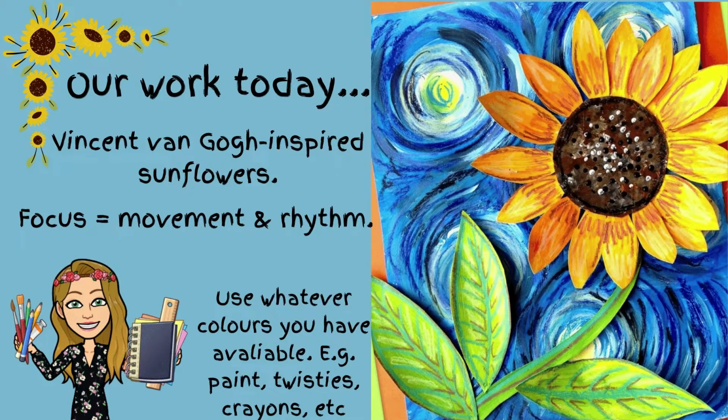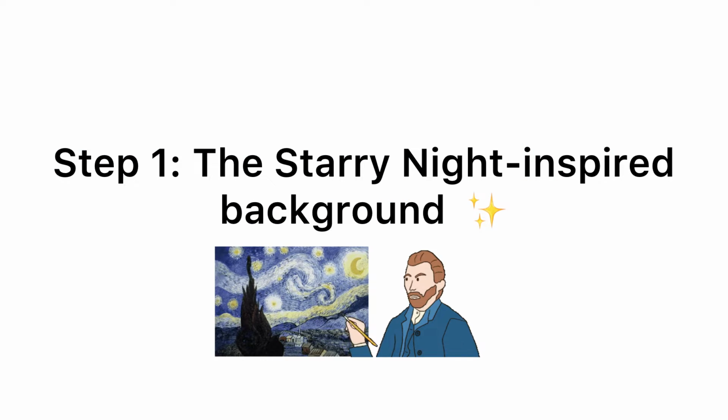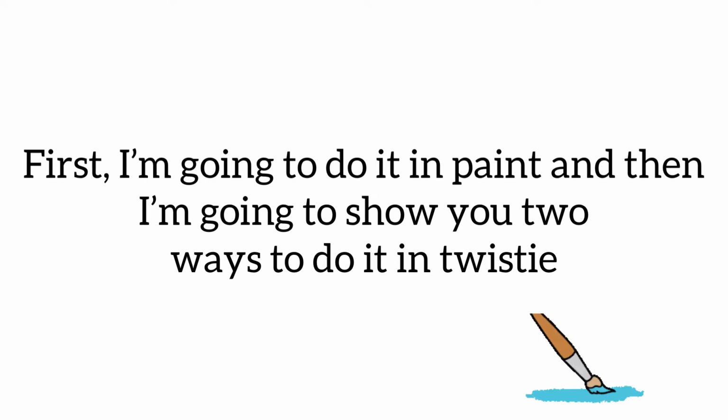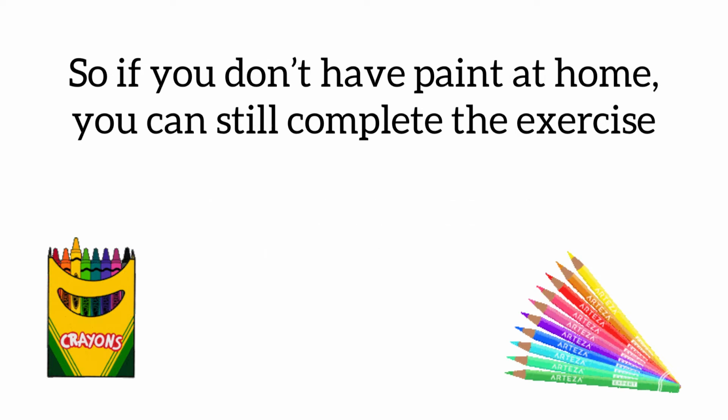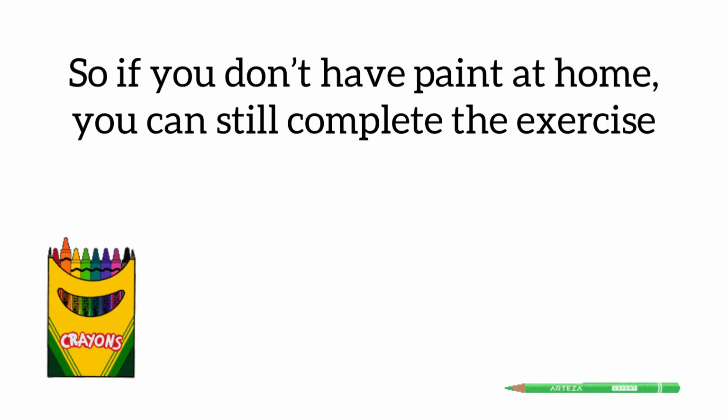Our work today. Vincent van Gogh inspired sunflowers. Focus is movement and rhythm. Use whatever colours you have available, for example, paint, Twisties, crayons, etc. Step 1. The Starry Night inspired background. First I'm going to do it in paint, and then I'm going to show you 2 ways to do it in Twisty. So if you don't have paint at home, you can still complete the exercise.